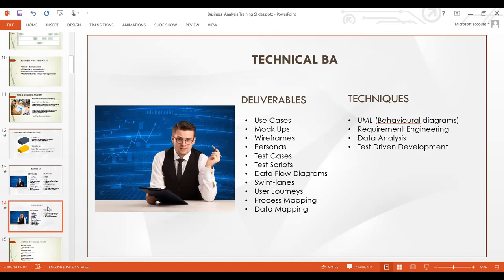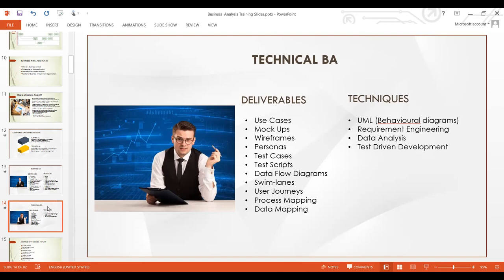Process map, we've already seen process map within our case study. Process map is how you map a process flow from one stage to another till you complete a particular process. And then data mapping is how data moves, just like process map, but now it is data moving from one software to another software in order to complete its journey. So these are the deliverables within technical BA.